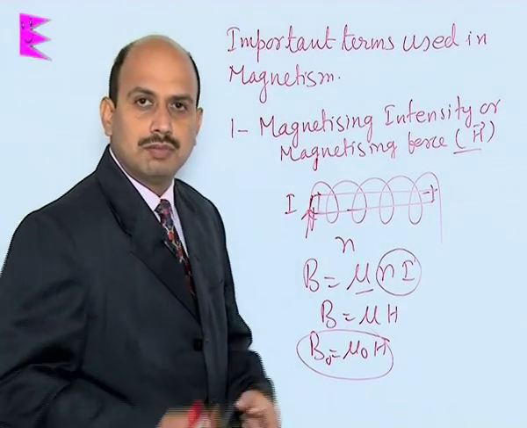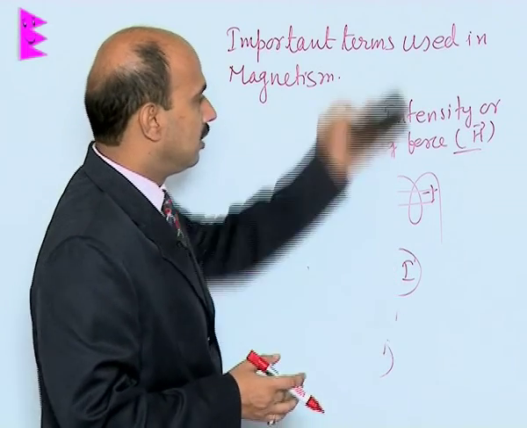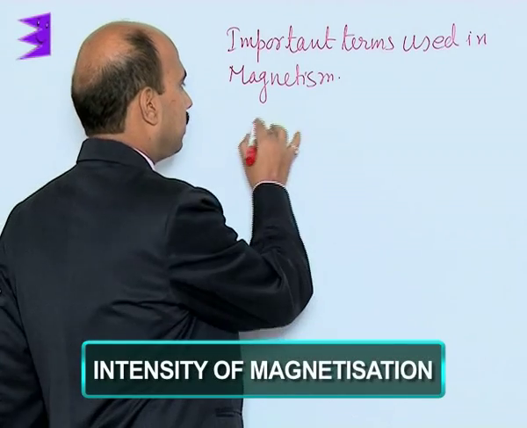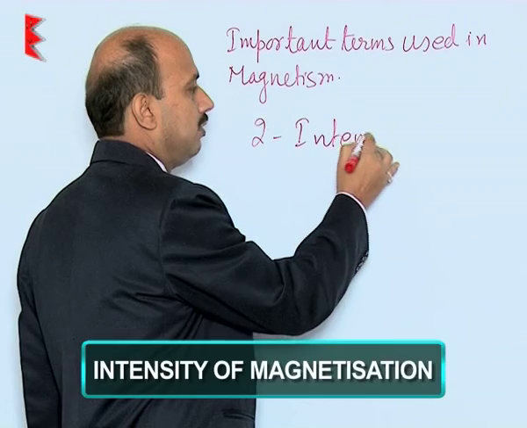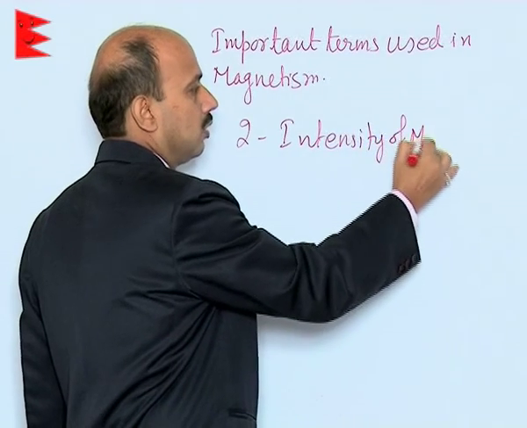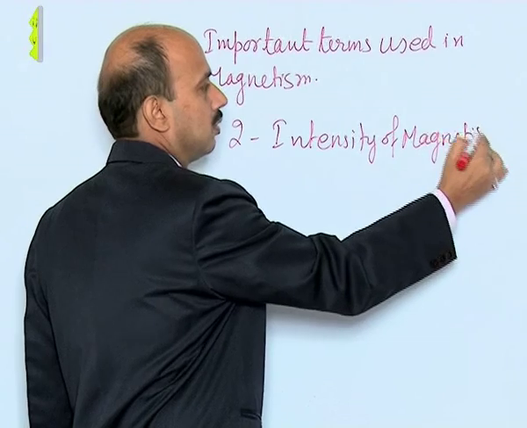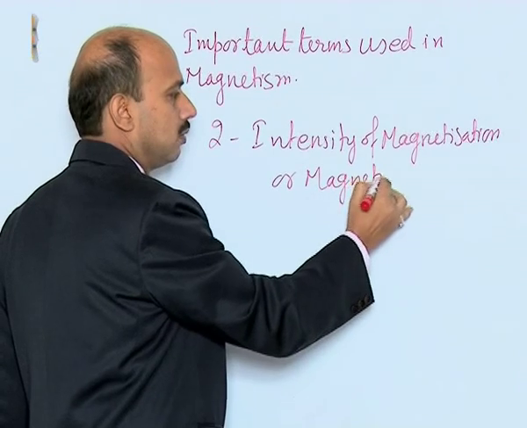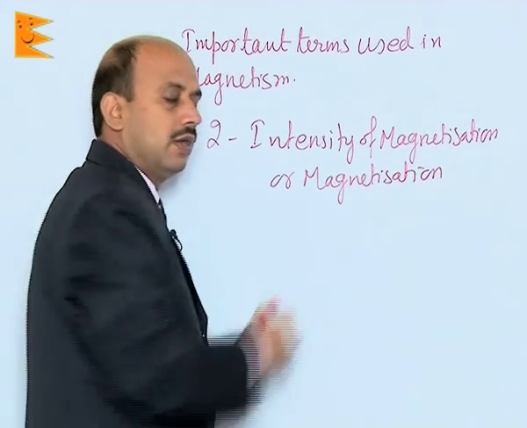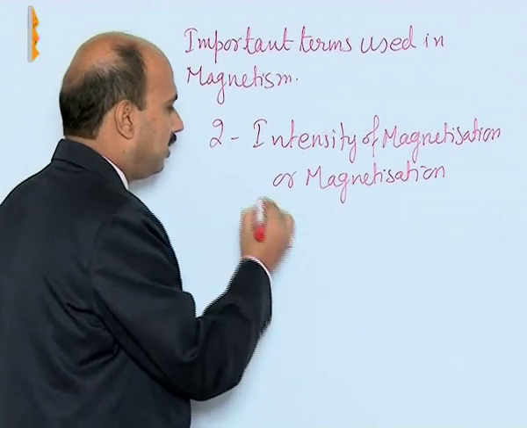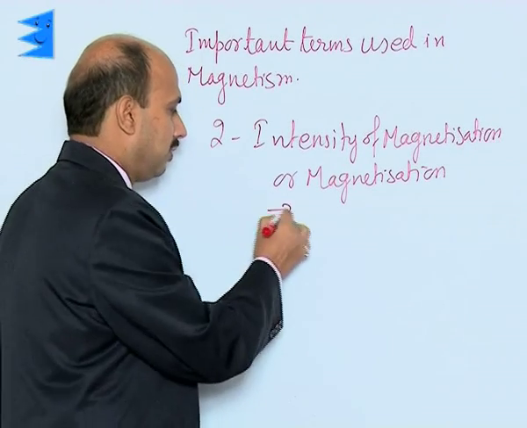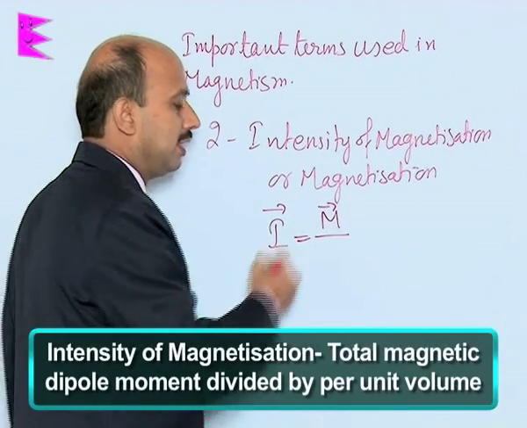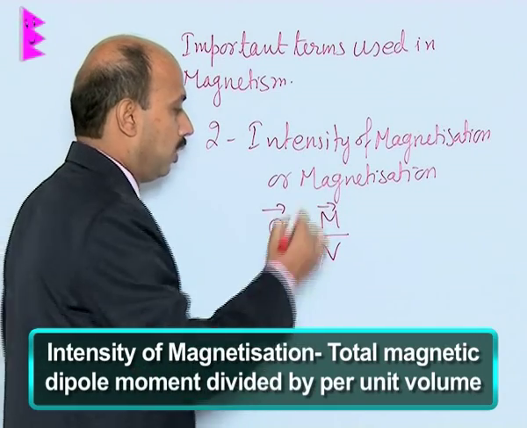Let us take the second term, or the second terminology used, that is called intensity of magnetization, or only magnetization you can say. This is represented by I, and it is a vector quantity. This is actually the total magnetic dipole moment per unit volume.